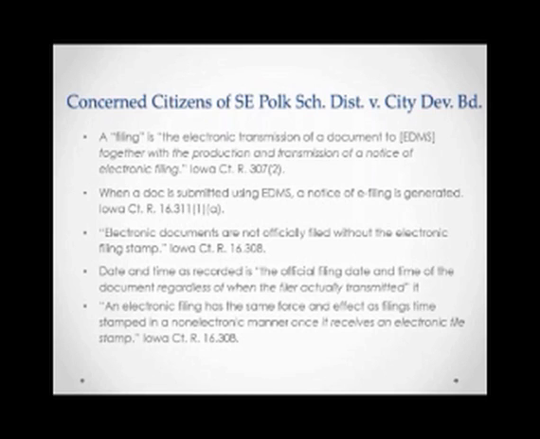Another excerpt is that the filing has the same force and effect as a filing that was submitted in a non-electronic manner, so prior to the adoption of EDMS. It only receives that same force and effect once it receives the stamp.